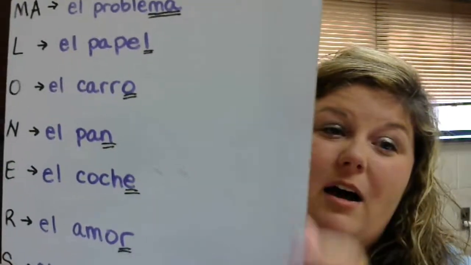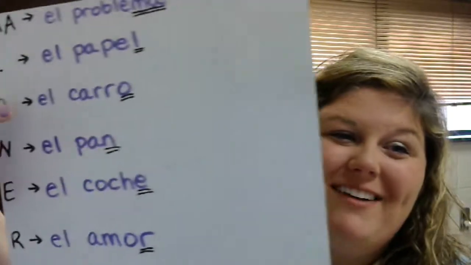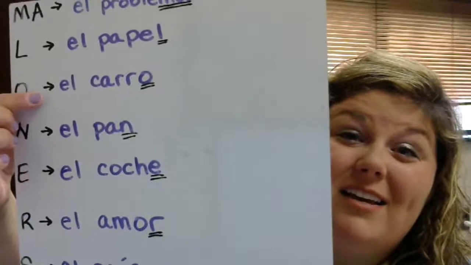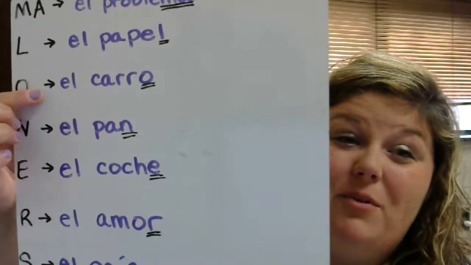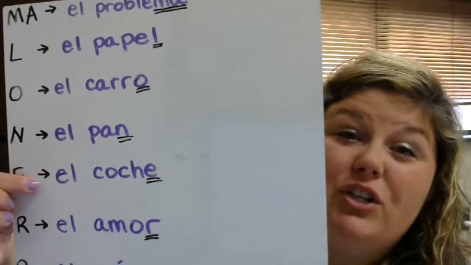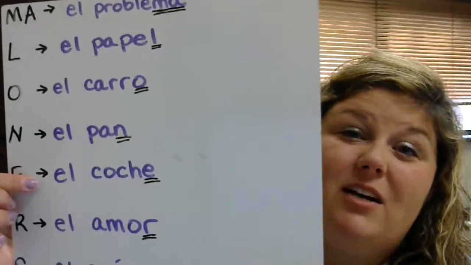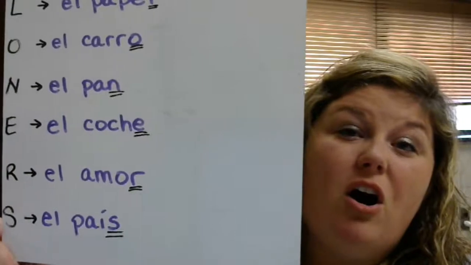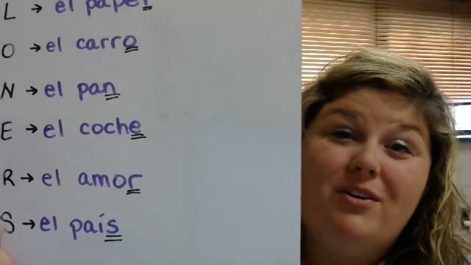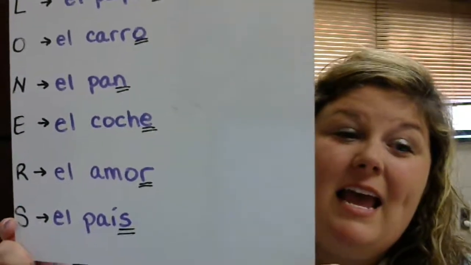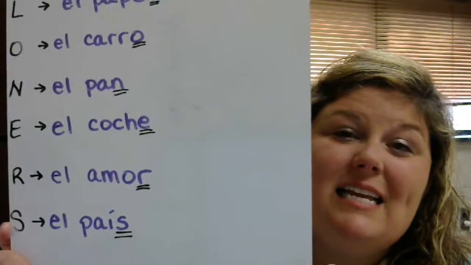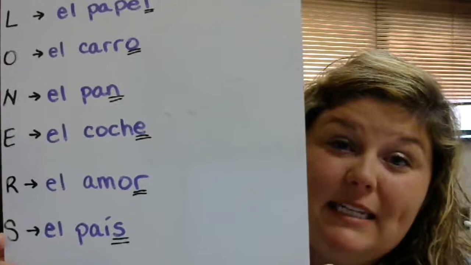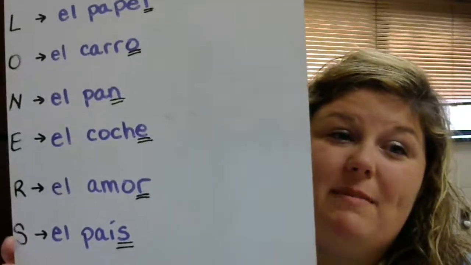So here, let's see if I can do this backwards. Here we have carro, which is used in Latin America for the word car. And here we have el coche, which is how we say car in Spain. All right, if a word ends in R, like el amor, it's going to be masculine. And also if the word ends in the letter S, like el país, which means the country, it's going to be masculine as well.